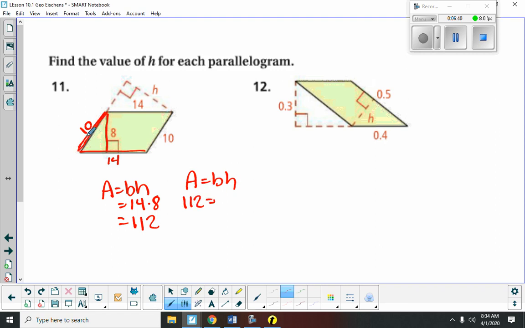This base is 10, and this height we don't know. So we'll just divide by 10. So the height would equal 11.2. And that is just units, 11.2 units.